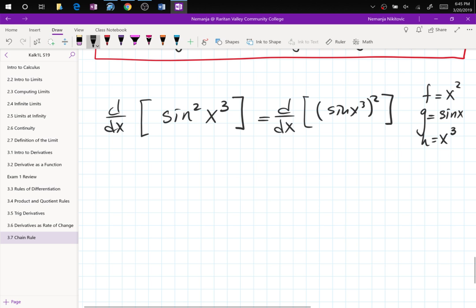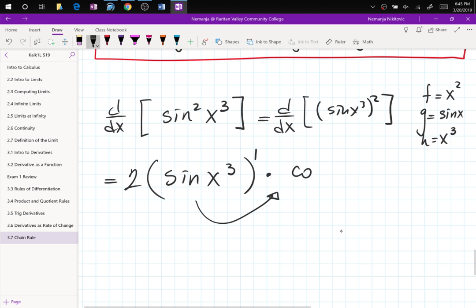Great, it works. So now what's the derivative? The derivative of x squared. So that's the derivative of this. Remember, the whole thing here, sine x cubed, is now guts, right? So we have 2 times something to the first power, and that something is sine x cubed, times the derivative of the inside. Well, the derivative of sine is cosine x cubed, times the derivative of x cubed, which is 3x squared.